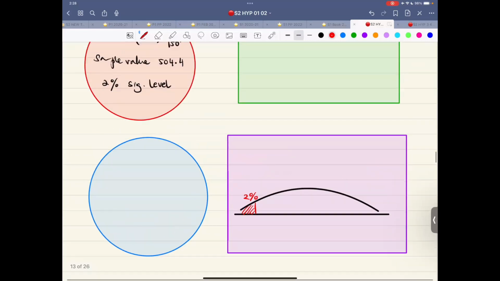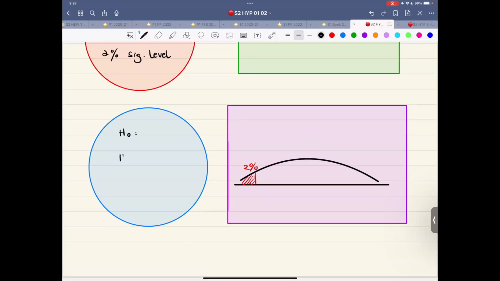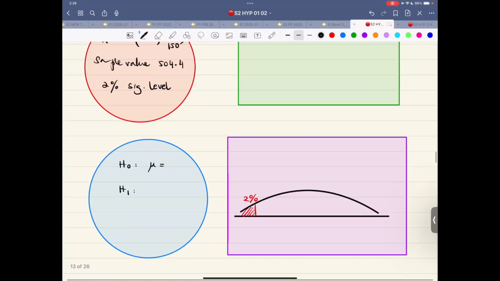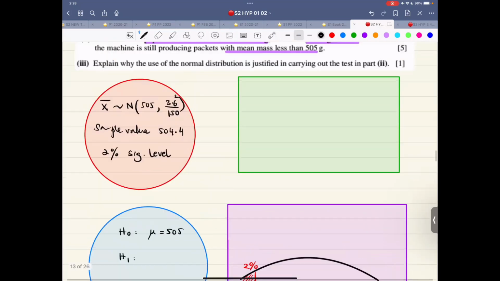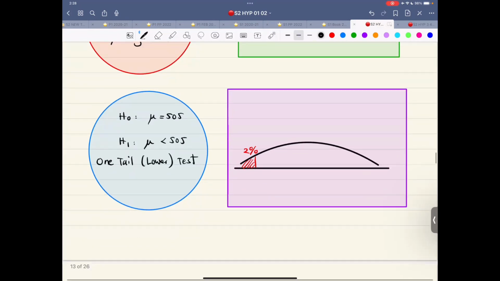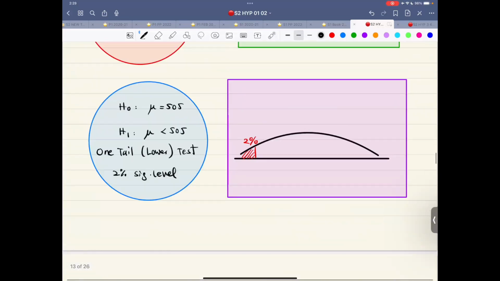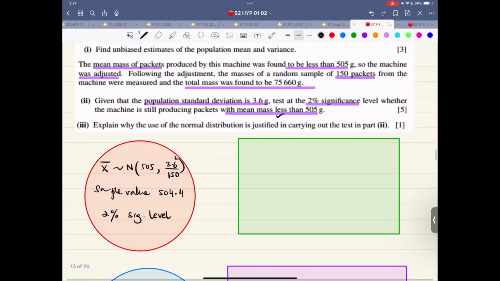And the Z value, I have labeled it to the left. Why? Because I should state the null and alternative hypotheses. First, the null hypothesis, mu is 505. And it says less than, so the alternative is mu is less than 505. Therefore, it's a one tail, lower tail test, at the 2% significance level. For 2% significance level, this value is negative 2.054. So the Z value is 2.054 with a negative sign, and 0 is right over here. All good.